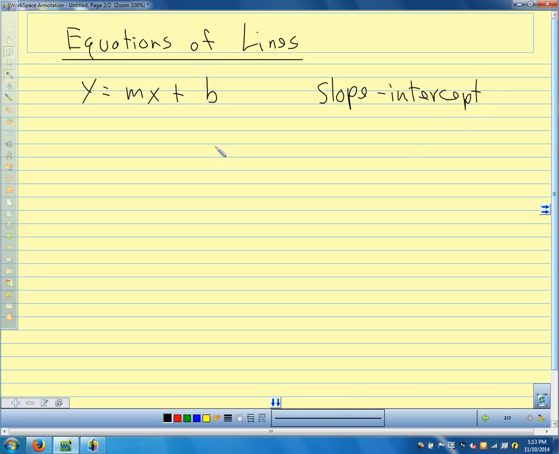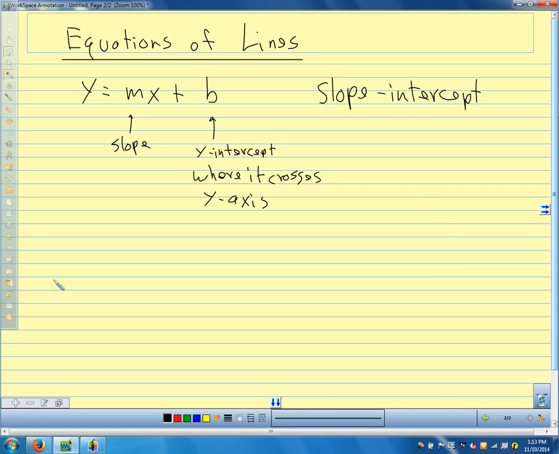And we call it slope intercept because m is the slope and b is the intercept. Which intercept? Y-intercept. And what does the y-intercept tell us? Where the line crosses the y-axis. All right, so that's one form of the equation of a line that we'll use.